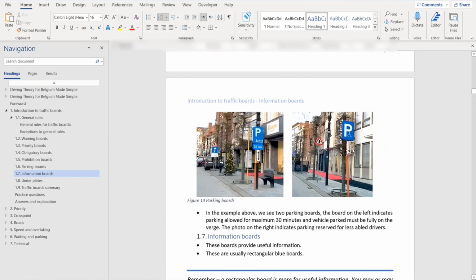And the photo on the right is parking for less abled drivers. So you need to have a special card if you want to park your car in this location.